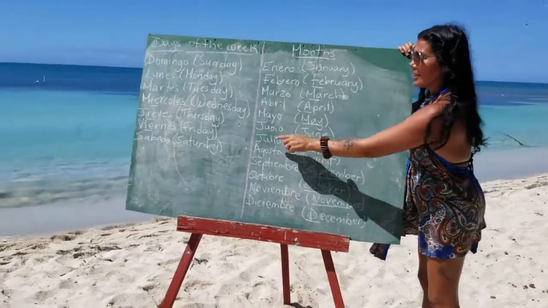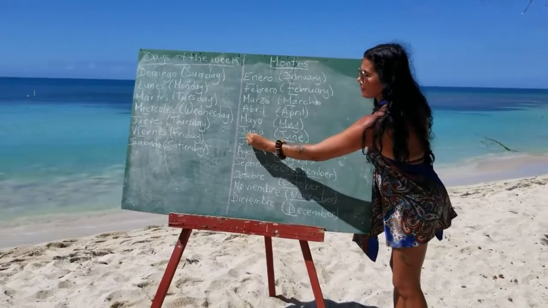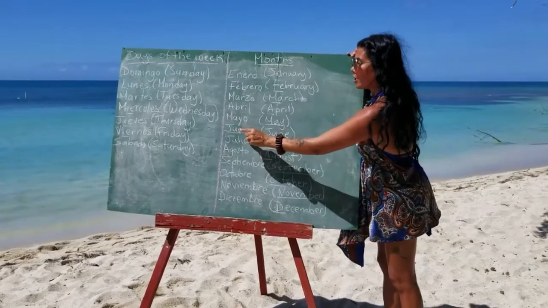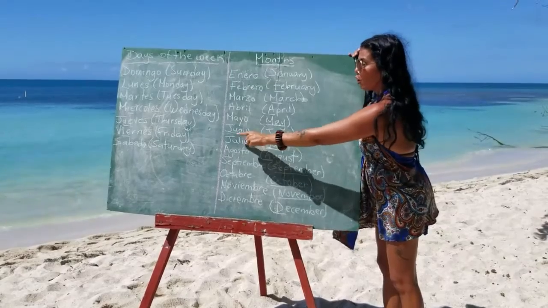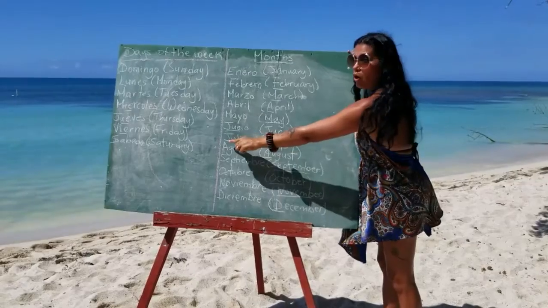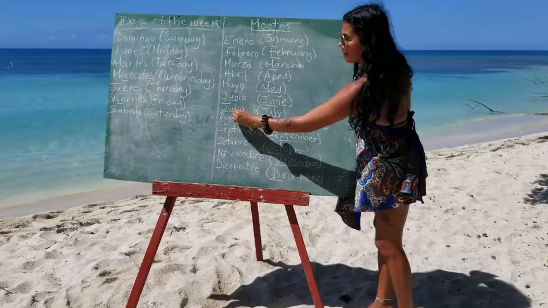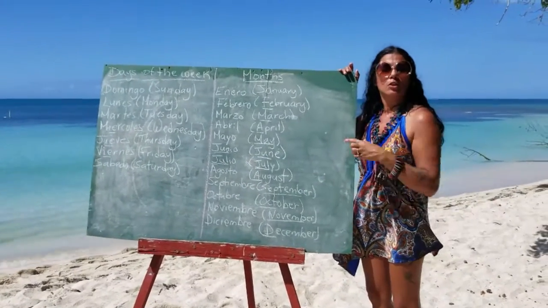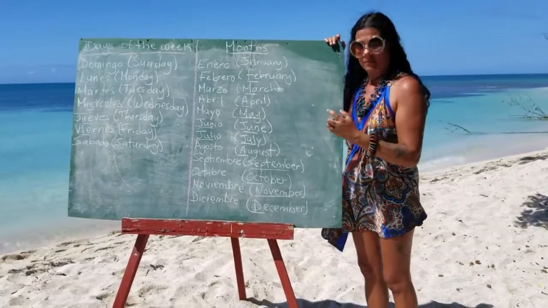June is Junio. Junio, have the same three letters. This could bring some difficulties. Two vowels together. July, julio. And I have this similarity. It's a good tool to look into similarities so then you can remember them easily.